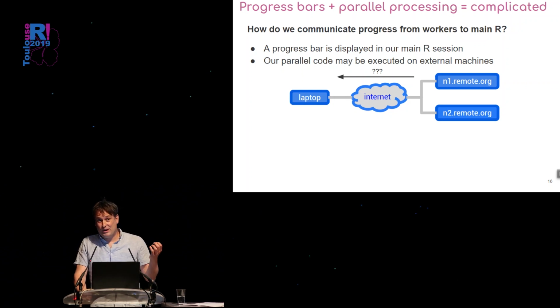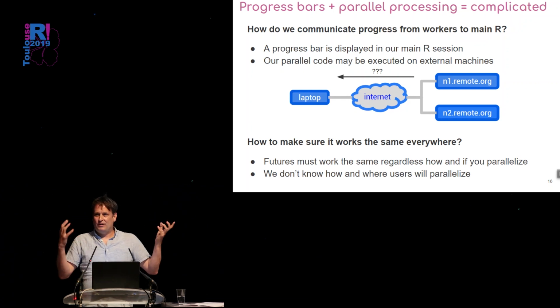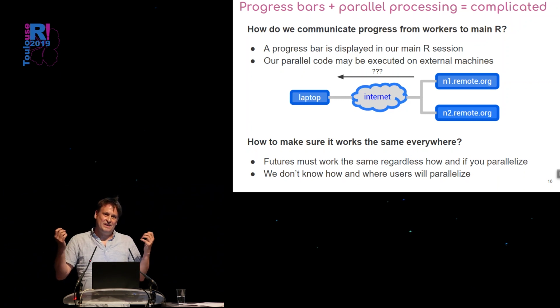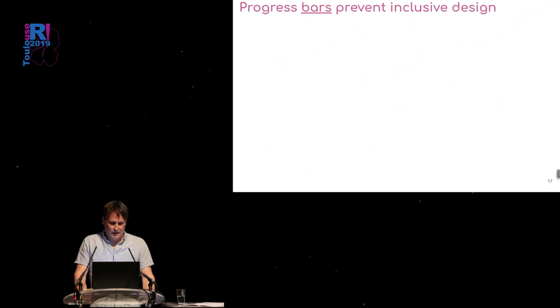But then also we want all the code you write with futures to work the same. So it has to work with all backends. So progress updates have a nice feature. If you don't get them, it's not the end of the world, so that makes certain things easier, but making things work the same. So you shouldn't have to code differently depending on if it's on a local machine or a remote machine.